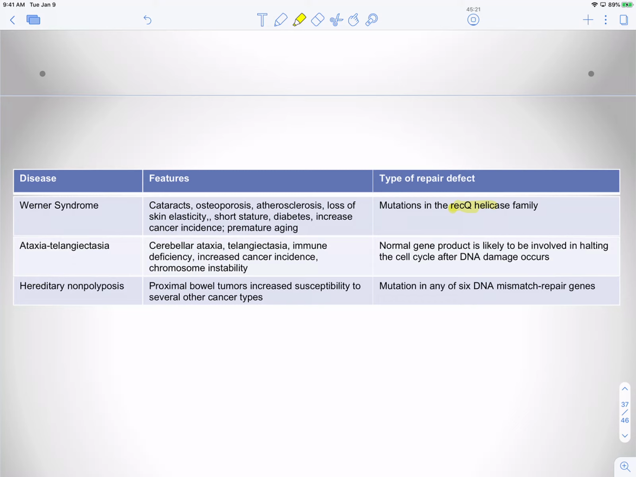You have ataxia telangiectasia, which is going to have a problem typically in halting the cell cycle after DNA damage. So those checkpoints, those p53s, are not going to be able to prevent progression through the cell cycle if the DNA is damaged. Hereditary nonpolyposis colon cancer is a mutation of 6 DNA mismatch repair genes, and this is going to lead to a propensity for cancer.